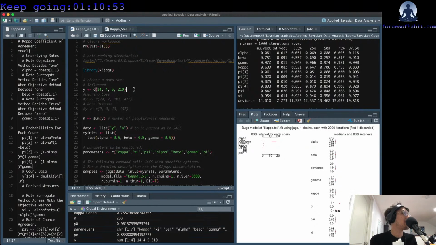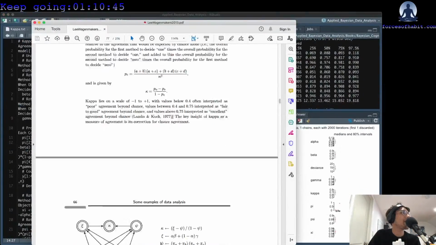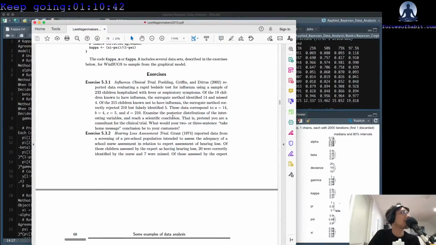So this is the influenza data set. Yeah? Oh, let's read about what we're actually doing this on. Influenza clinical trial. So we're evaluating rapid bedside tests for influenza from a sample of 233 children. Of 18 children who had influenza, the surrogate method identified 14 and missed 4. Of 215 children known to not have influenza, the surrogate method correctly rejected 210, but falsely identified 5.